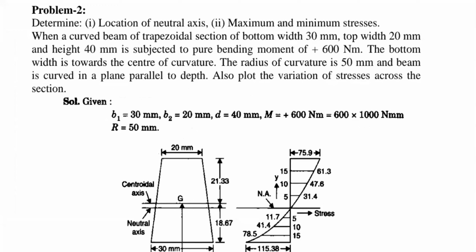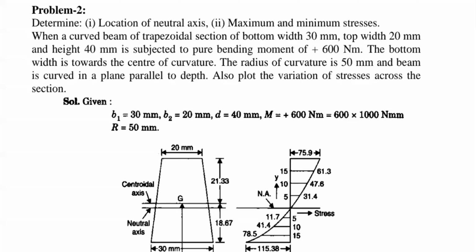So here the cross section is a trapezoidal section, and the bottom width is 30 mm and top width is 20 mm, and height is 40 mm. It is subjected to a pure bending moment of 600 Newton meter, and the radius of curvature is 50 mm, and the beam is curved in a plane parallel to the depth. Here again they asked to also plot the variation of stresses across the section.